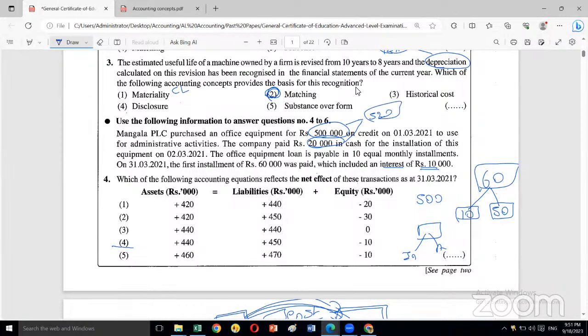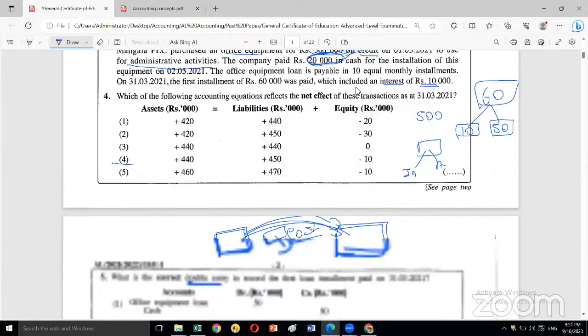520,000. This 500,000 I should record under general journal. So credit purchase of non-current asset, general journal. Why am I saying this is a non-current asset? Because I am not purchasing in order to resell. I am purchasing for office use, administrative activity. So credit purchase of non-current asset, we record under the general journal, and at the same time, cash payment for installation, we record under the cash payment journal.